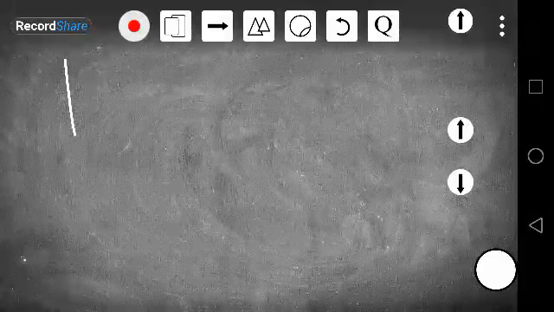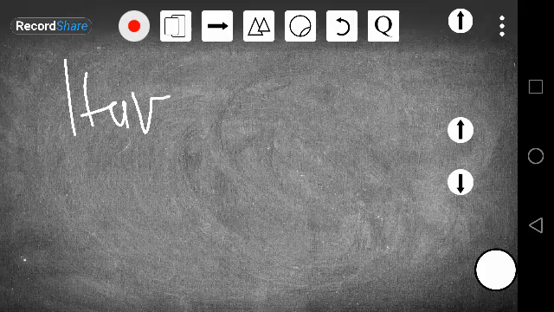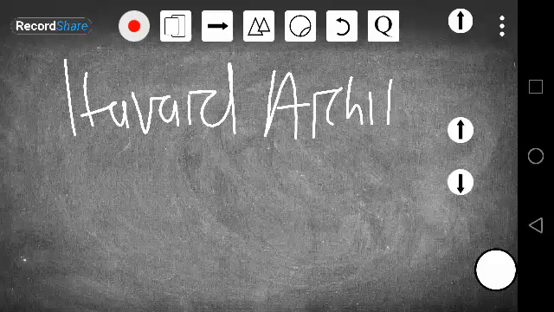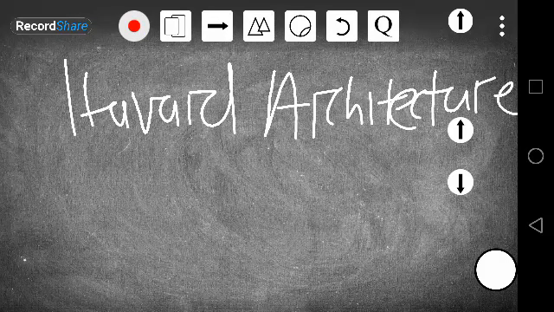Today we are going to look at the Harvard architecture. In the last lecture, we looked at the von Neumann architecture. Now we need to look at the Harvard architecture and identify the differences between the Harvard architecture and the von Neumann architecture.